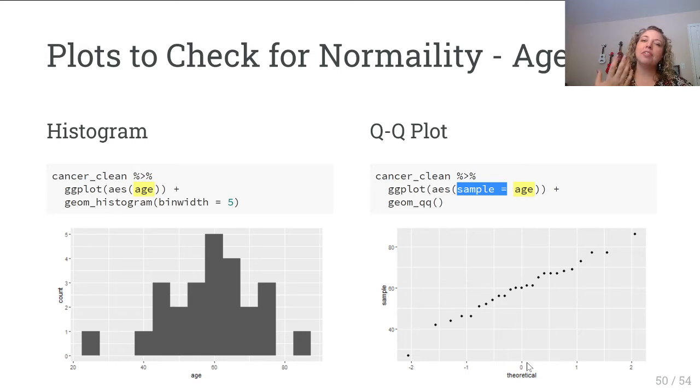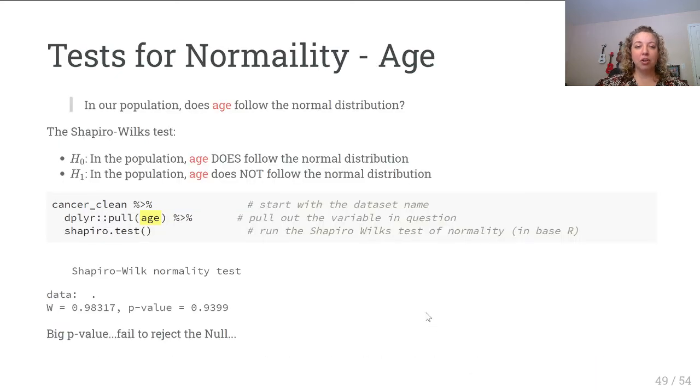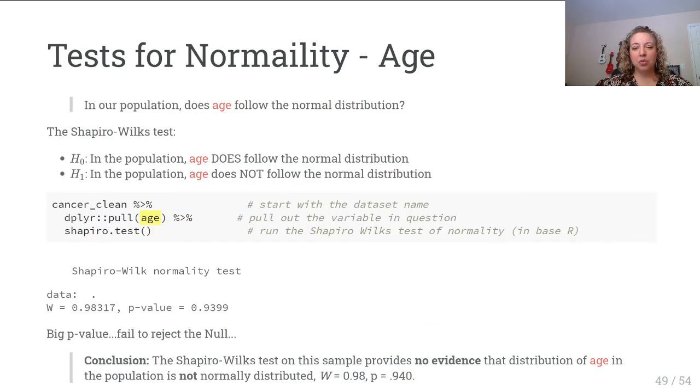Now, this is definitely a judgment call, and when you start out, there's a lot of fuzzy middle ground. But I will tell you from experience, this is fairly normal. Now, because Shapiro-Wilk says there's no evidence it's not normal.